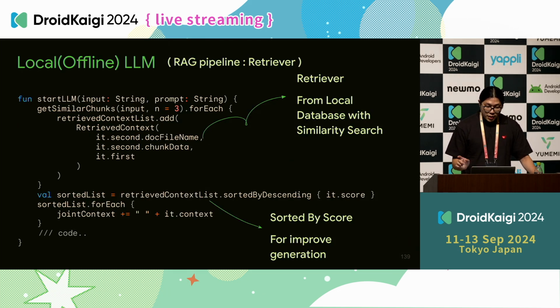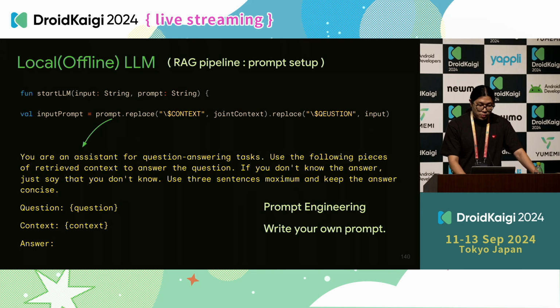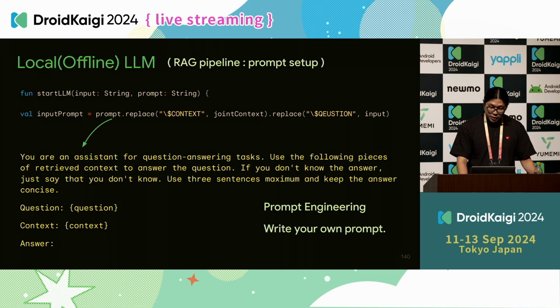The start LLM method inside the view model takes user input and a prompt as parameters. It retrieves similar chunks for the input using get similar chunk. Then it performs sorting within the prompt based on the scoring. Next, the retrieved data is placed into the context field of the prompt. The RAG prompt can be tuned to fit your system.